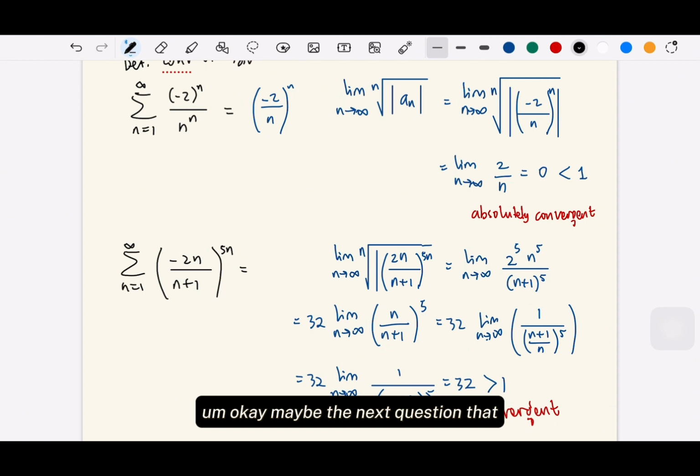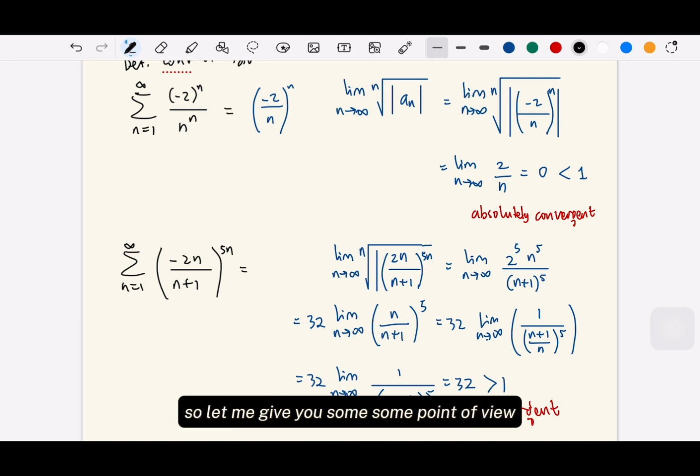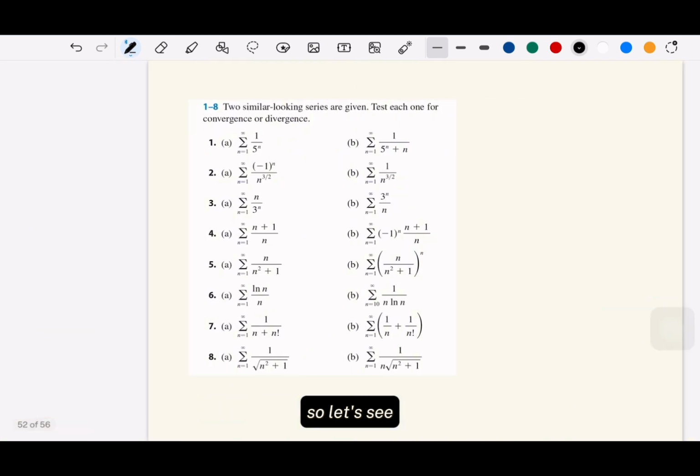Okay. Maybe the next question: because of all the tests, like the divergence test, integral test, comparison, alternating series, what else? The ratio test and root test. How do we choose, right? So let me give you some point of view, and then I think that will be the end of our lecture today.